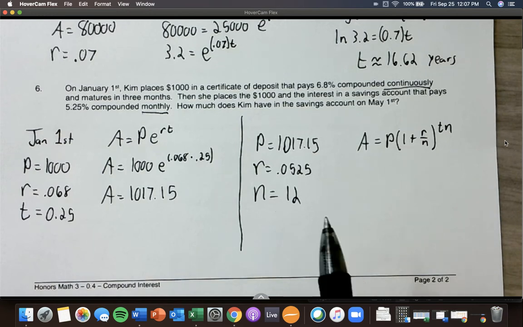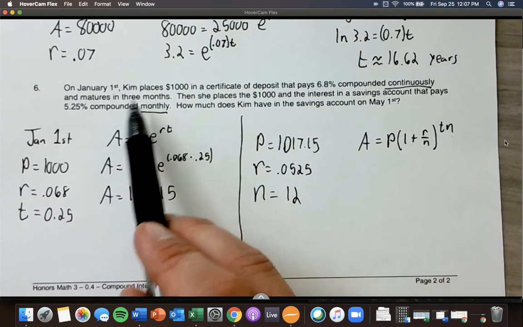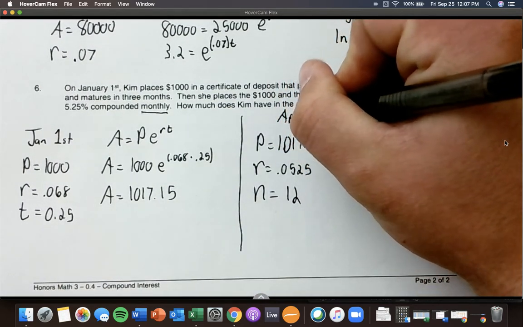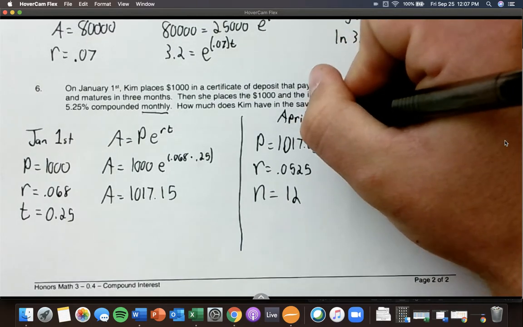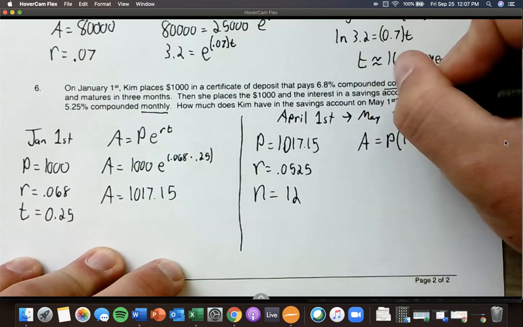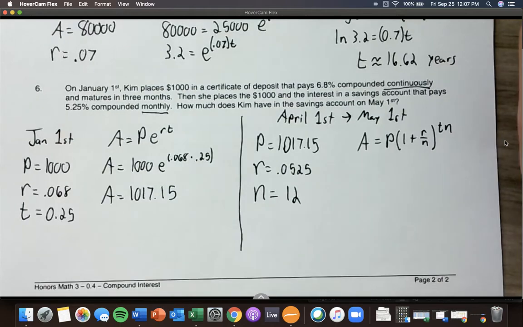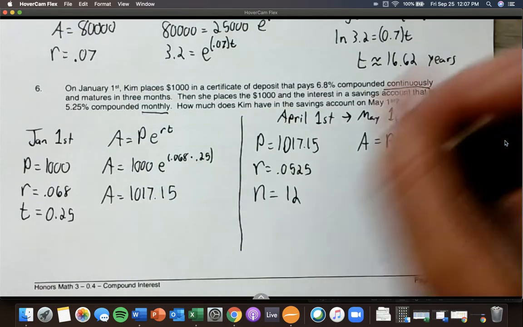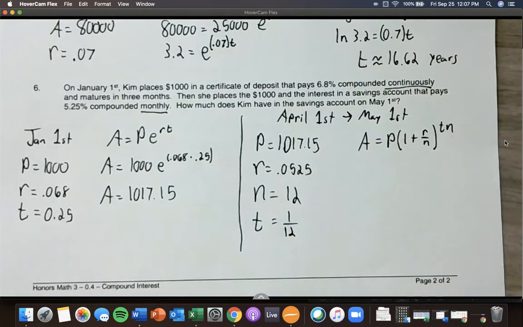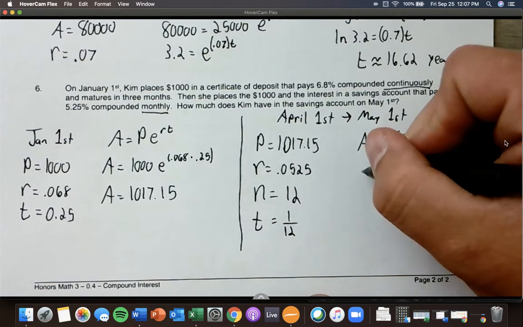And here's where we've got to think. From January, she matured it for 3 months, so January, February, March, April. So this account's starting in April, April 1st, April Fool's Day. And it's going to May 1st. Well, that's a total of 1 month. So time in this case is just 1 out of 12, because it's only going for 1 month out of 12 in the year.